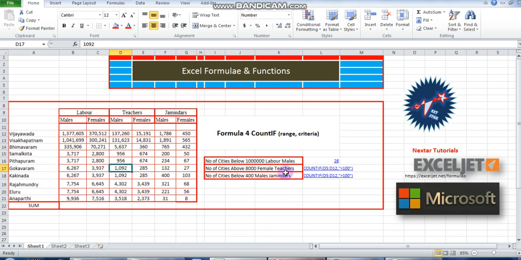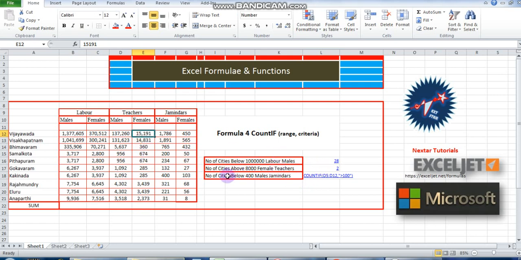Now we have to get a little more technical, like the number of cities above 8,000 female teachers. You know the formula for teachers. The formula needs to be for the E section. We need to modify it, and E from E12 to E21. And the criteria should be above 8,000. Now activate the formula. It came 2. So see how many are more than 8,000? 1, 2 only. Very good.